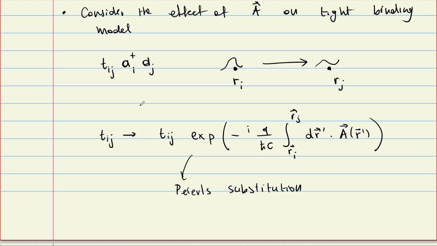So basically you can start with a tight binding model, and when you turn on the magnetic field you have a vector potential, and all you need to do in the tight binding model is modify the hopping parameters or hopping amplitudes like this with an overall phase, and solve the tight binding model with these parameters, which we are going to see an example.